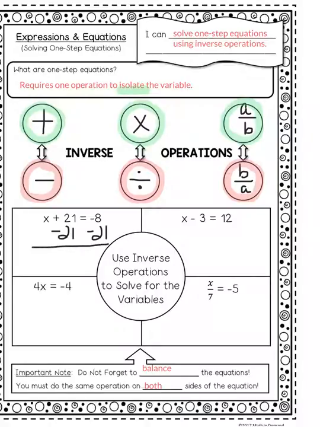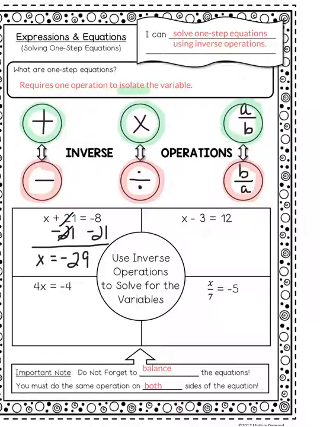When you do that on the left, 21 minus 21 becomes 0, so we cancel it out. And x equals negative 8 minus 21. Well, they're both negative numbers, so we know the answer will be negative. We add them together and we get negative 29. Next, we're going to look at the one across from it.